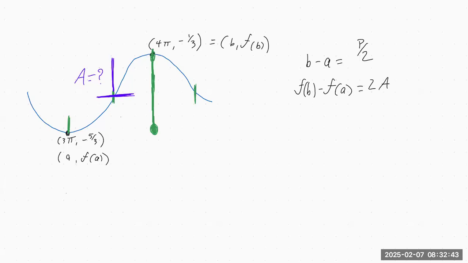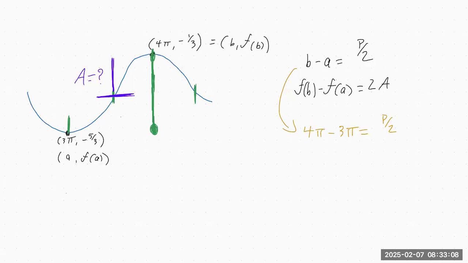All right, so we know what a and b are. They're the x values of these 2 points that we were given. So b is 4 pi and a is 3 pi. So we subtract them and that should equal half the period. Pi is not a variable, pi is a number. So this is an equation with only one variable, p, so we can solve for p.